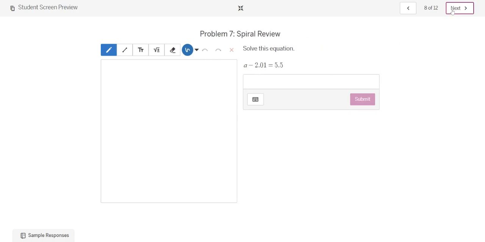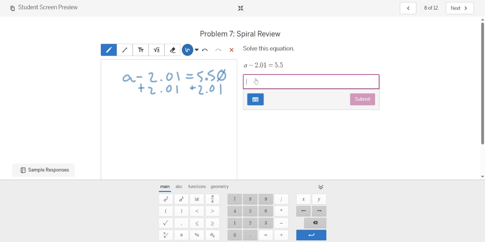Here we go. Okay, I've got a minus 2.01 equals 5.5. I'm going to put an extra 0 there. I'm going to add 2.01 to both sides. And I get 7.51.